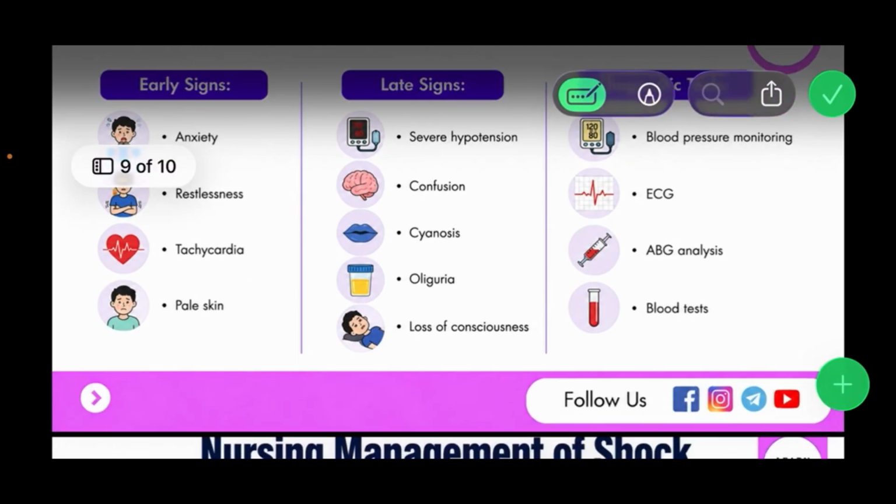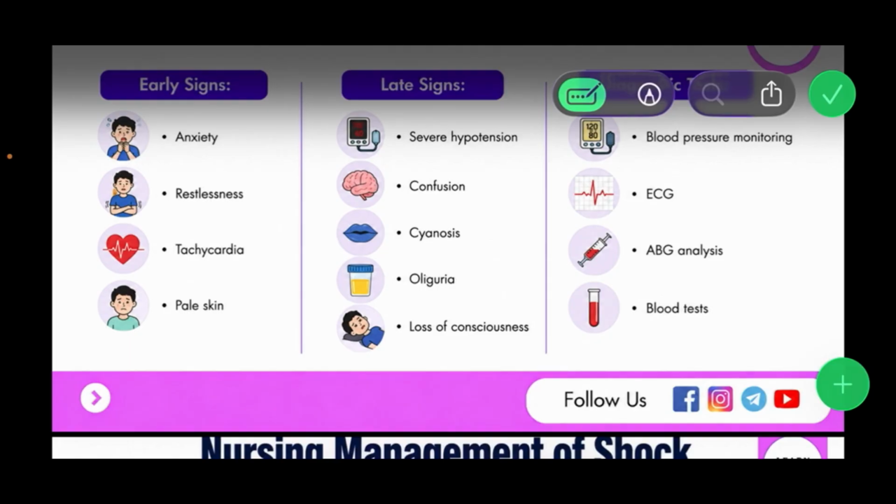Then comes pale skin. A trauma patient with blood loss develops cold, pale and clammy skin because blood is redirected to vital organs. Now these are the early signs. You have to detect all these early signs. Then coming to the late signs.